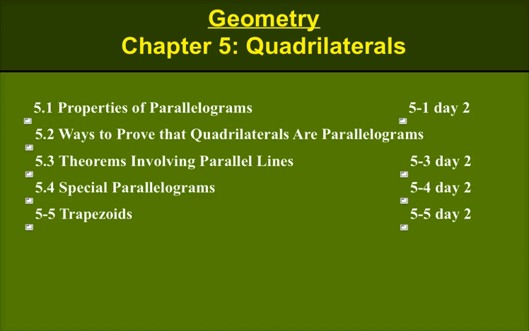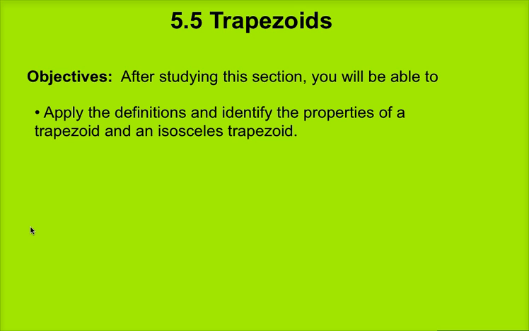Getting to our last section in Chapter 5 on quadrilaterals, it's Section 5.5, trapezoids. Our objective today: after studying this section, you'll be able to apply the definitions and identify the properties of a trapezoid and an isosceles trapezoid.